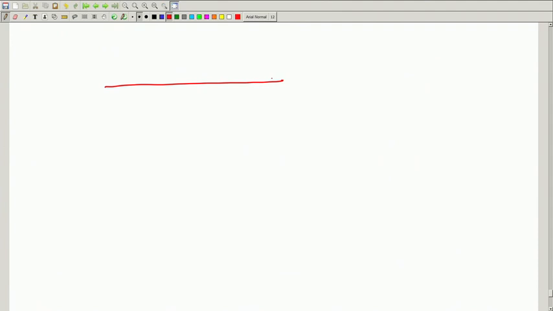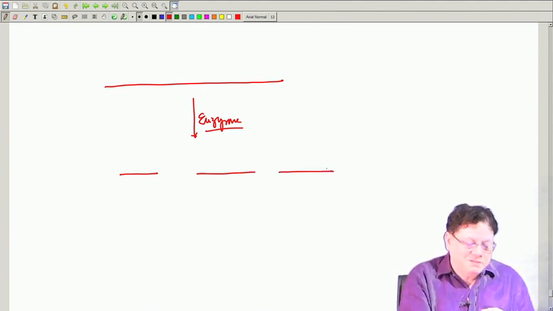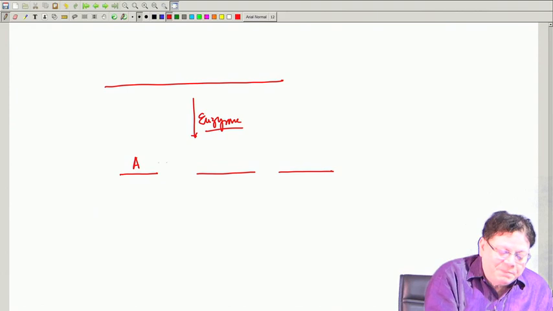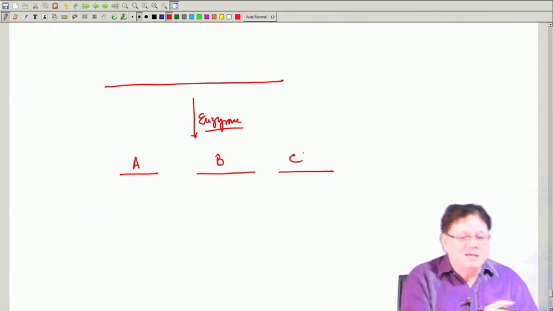Suppose this is your peptide, a long peptide. Now, you have an enzyme. I said that you cut it into pieces. Okay. So, these are the pieces. Suppose this is piece A, this is piece B, this is piece C.